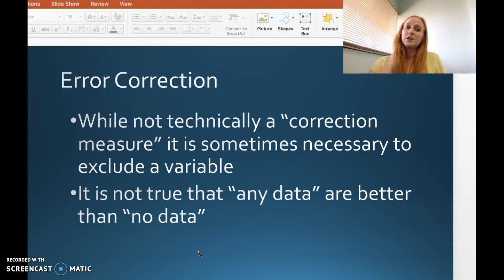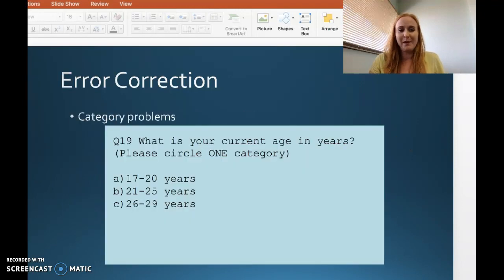Error correction. This is not technically a correction measure, but sometimes we just have to move on. We have to exclude a variable that's broken, it doesn't work, there are just too many problems with it. Keep in mind it is not true that any data are better than no data. Garbage in, garbage out. We don't want to analyze stuff that's broken because we're going to get a result that's inaccurate.